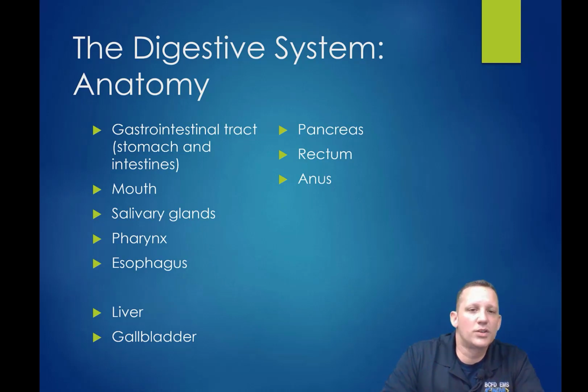As we masticate or chew, the salivary glands are going to produce saliva, which helps start to break down foods. And then we go into the pharynx, which is that cavity in the mouth towards the throat, and the esophagus. We also have the pancreas and the rectum and the anus. And then, we have some organs that feed into these to help us break down food and nutrients. And that would be the liver and the gallbladder.